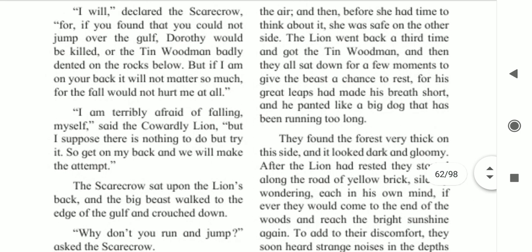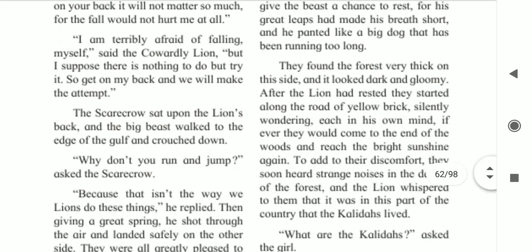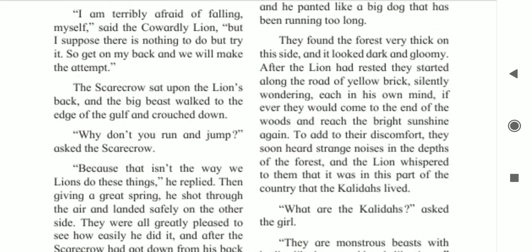I will, declared the Scarecrow. For if you found that you could not jump over the gulf, Dorothy would be killed or the Tin Woodman badly dented on the rock below. But if I am on your back, it will not matter so much, for the fall would not hurt me at all. I am terribly afraid of falling myself, said the Cowardly Lion. But I suppose there is nothing to do but try it. So get on my back and we will make the attempt.